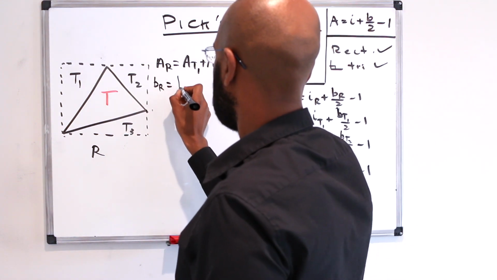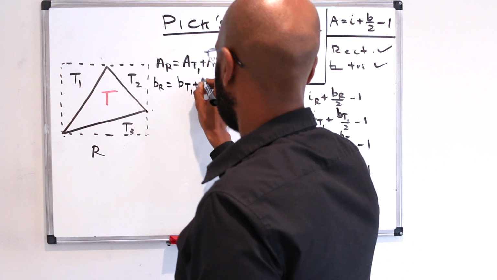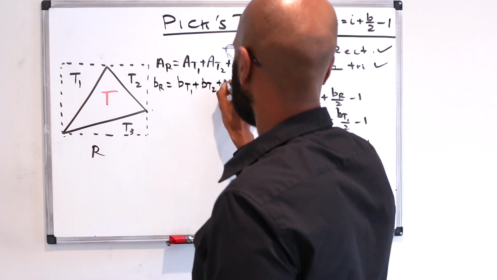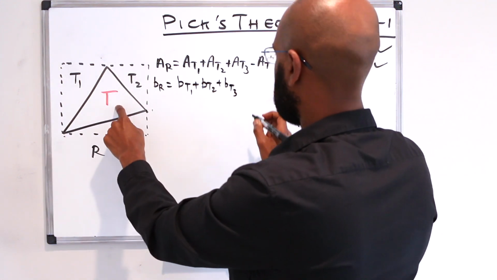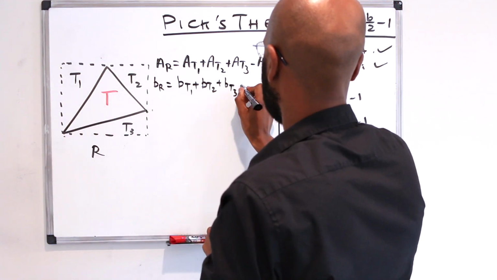If we were to rearrange, we'd get that the sum of the boundary points of the three right-angled triangles is this quantity, the boundary points of R plus the boundary points of T, so we'd have to subtract it if we want to put it on this side.